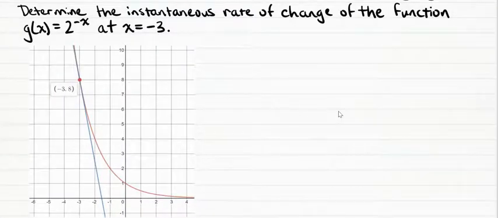Okay, next we'll do an example of how to determine an instantaneous rate of change, and we're going to use the same function. Determining an instantaneous rate of change means that we're looking for the slope of the tangent line that goes through that point on the graph. So if we want the instantaneous rate of change at x equals -3, then we want the slope of the tangent line that goes through that function at x equals -3. That's shown on this graph here.